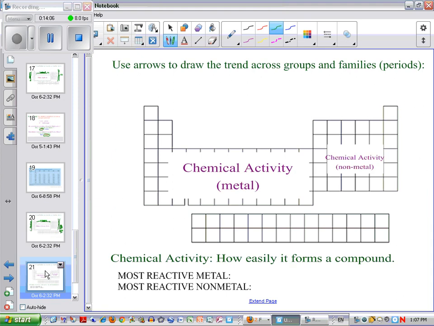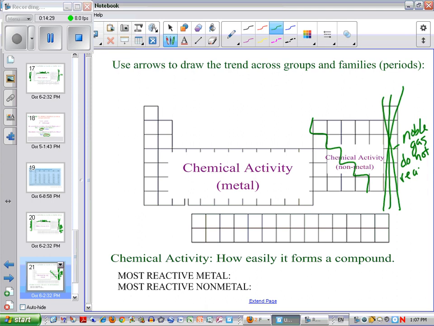All right, the final trend I want to talk to you guys about is chemical activity, and we're going to talk about chemical activity of metals and chemical activity of non-metals. So we're going to look at this as two separate things. Before I say anything, obviously, we're talking about reactivity. So noble gases are out of this. They do not react, therefore they have no reactivity.